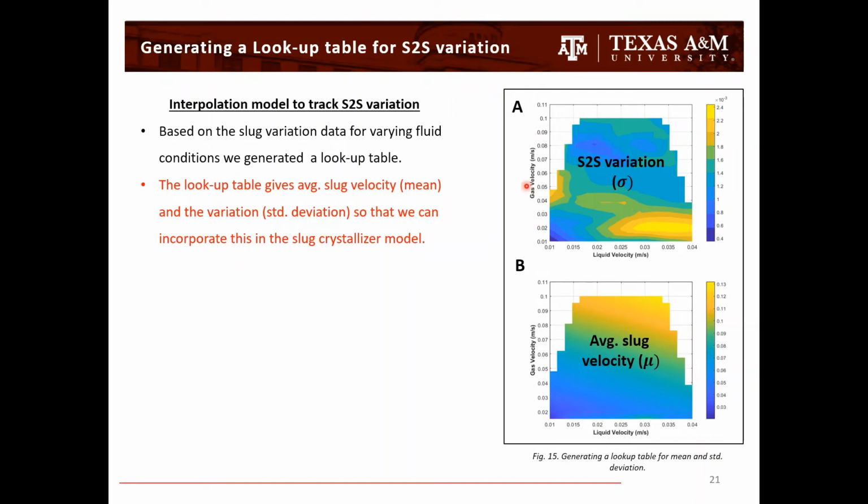The crystallizer which we have operates in these gas velocities and liquid velocities, or these flow rates. And here we created a map or a lookup table of how the slug velocity varies, the standard deviation as well as the average slug velocity for these different fluid flow rates. Also, the white region here shows you that this is the region where there is no stable slug flow. So this table not only gives us the slug variation, but also tells us that this is the stable slug regime where we should operate our crystallizer.